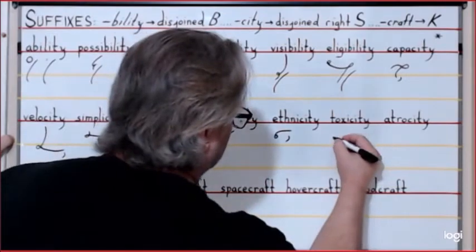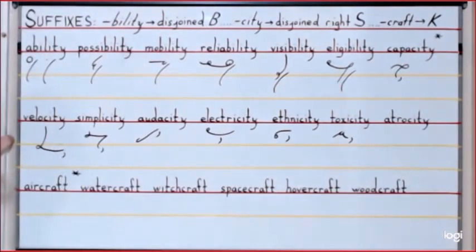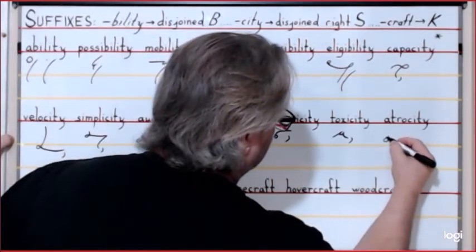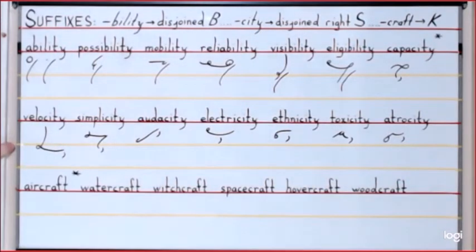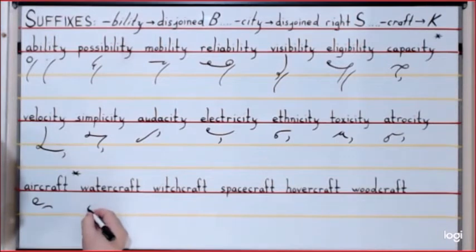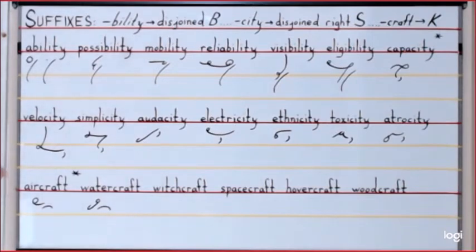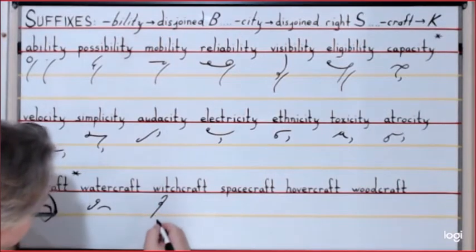Toxicity is T-O-X, disjoined S. Atrocity is an A-T-R, then a right S. Segueing over to craft, aircraft, the A-R, disjoined K. Watercraft, we're going to skip the W here. It's going to be O-T, reverse circle E, and then a disjoined K. Witchcraft, now we'll use the W here with the U, and then the E-C-H, and then a disjoined K.